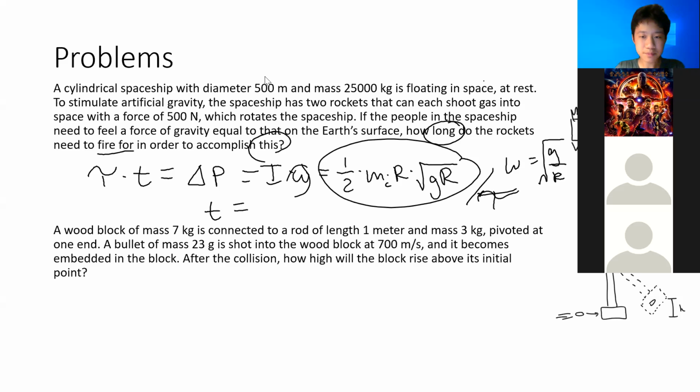So what is that torque? Well, we have two rockets and they're both applying force at a distance of the radius away from the center. So then we get the force here is 500 newtons, force here is 500 newtons. So the torque here is 500 R. So we add them together, 1000 R. This conveniently cancels out the R on the top. So if you were to calculate all this, I think you should get a value of around 600 seconds, which is around 10 minutes. Okay, any questions about this?